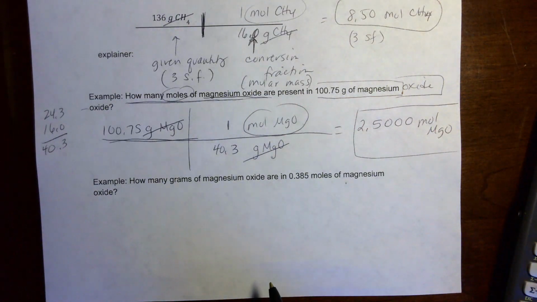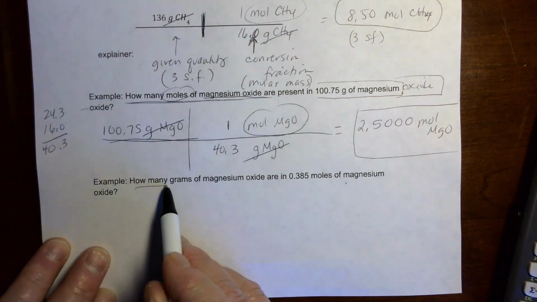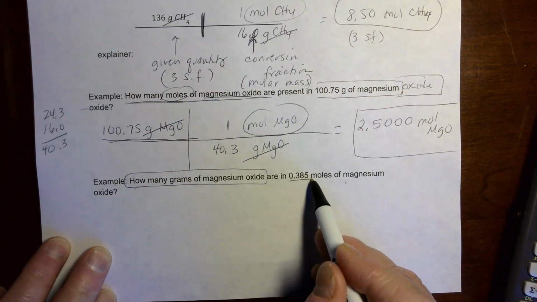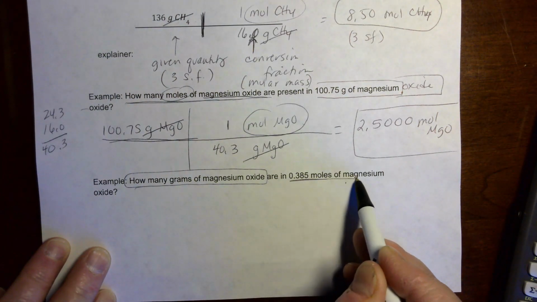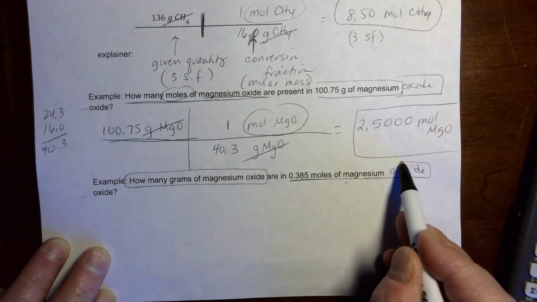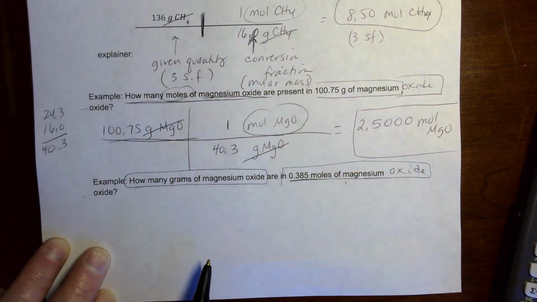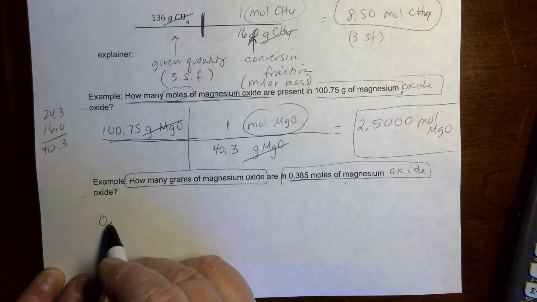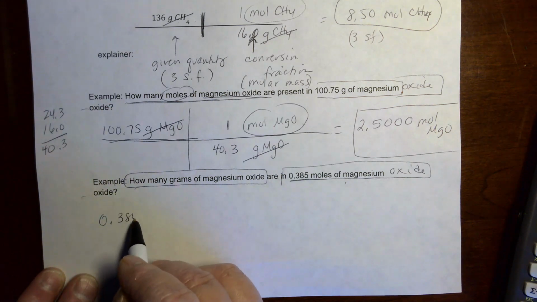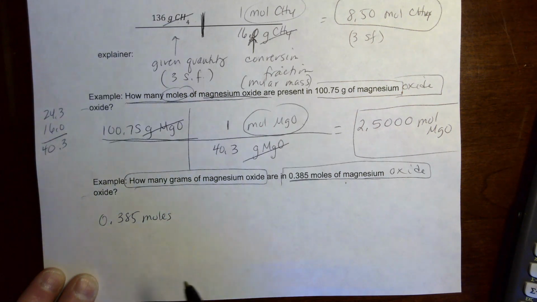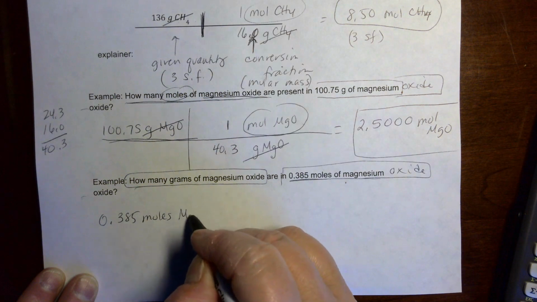One last problem here as an example. Now I'm going to ask you to find how many grams of magnesium oxide are in 0.385 moles of magnesium oxide. It got chopped. It's a little confusing when the name gets split up like that. So where to start? Start with the given quantity. Our given quantity is 0.385 moles. And here I wrote out the word, that's okay, I guess, of MgO.